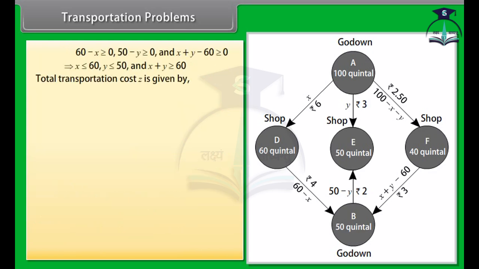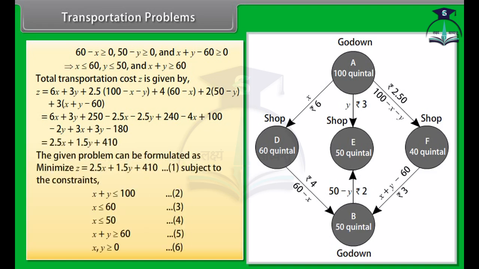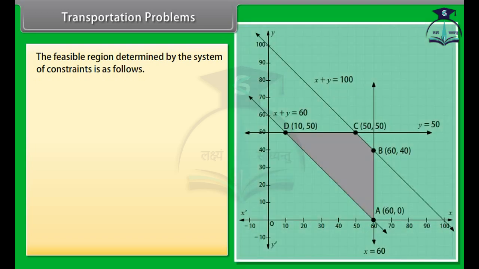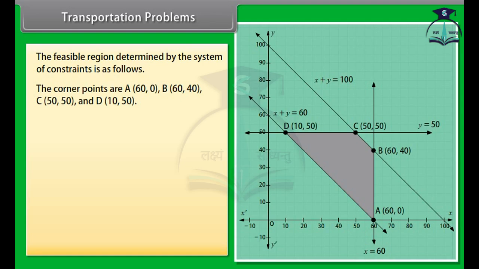Total transportation cost Z is given by: the given problem can be formulated as minimize Z equals 2.5x plus 1.5y plus 410. Mark it as equation 1, subject to the constraints. The feasible region determined by the system of constraints is as follows. The corner points are A (60, 0), B (60, 40), C (50, 50) and D (10, 50).